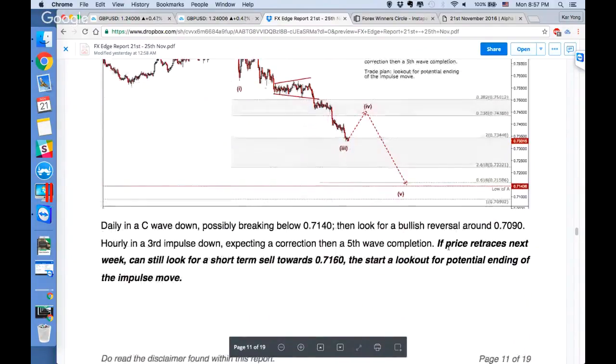If price retraces next week, you can still look for a short-term sell towards this area, 0.716. And then from there, you need to start to look out for a potential ending and then take that reversal trade up out here.